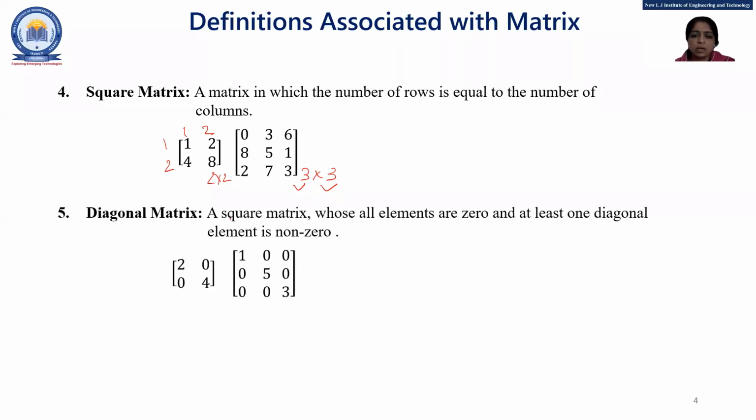Diagonal matrix: a square matrix whose all non-diagonal elements are 0 and at least one diagonal element is non-zero. See, a matrix in which all other elements are 0 and at least one diagonal element is non-zero. Here diagonal elements are what? 2 and 4. So it may be like 2, 0, 0, 0. In this case, at least one diagonal element is non-zero, then that type of matrix is also a diagonal matrix. Okay.